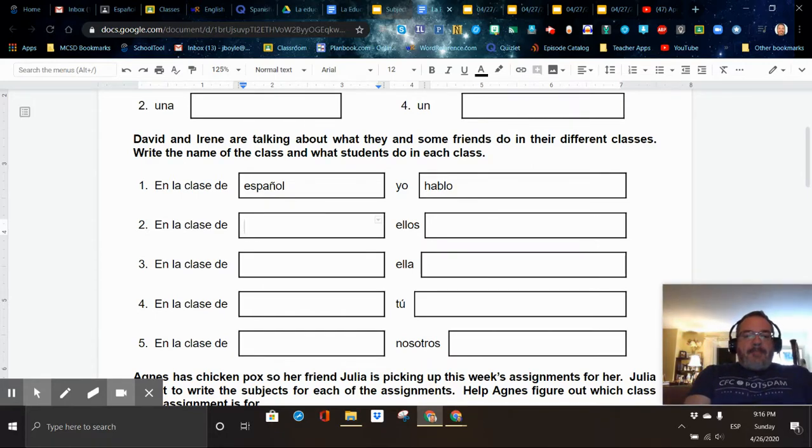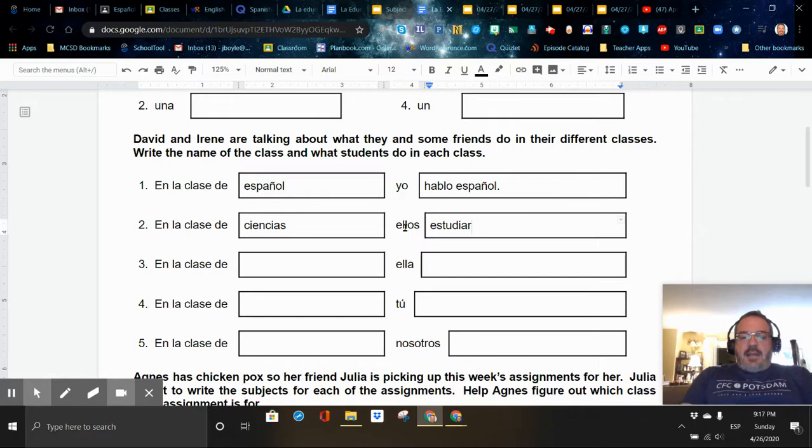In la clase de ciencias, they study. Verb to study. Oh, before we do the verb to study, we have to finish this. We have to say Spanish here. I speak Spanish. They study something. All right, we'll think about what to say after this in a second.